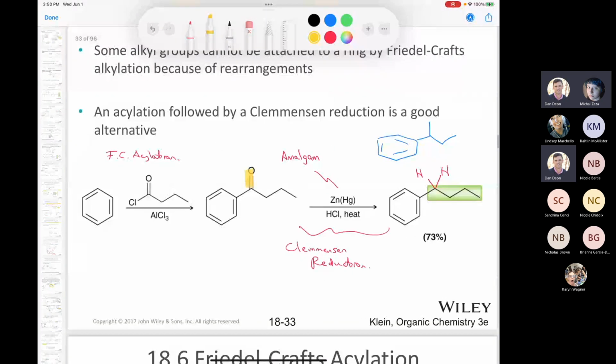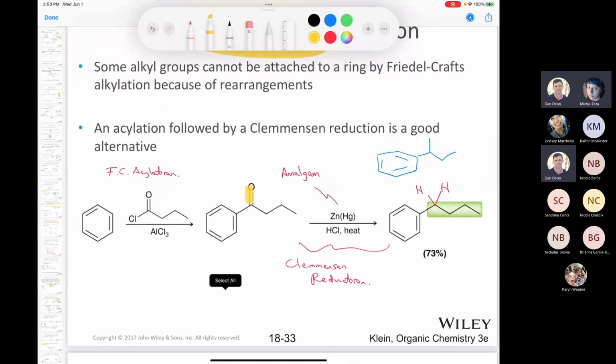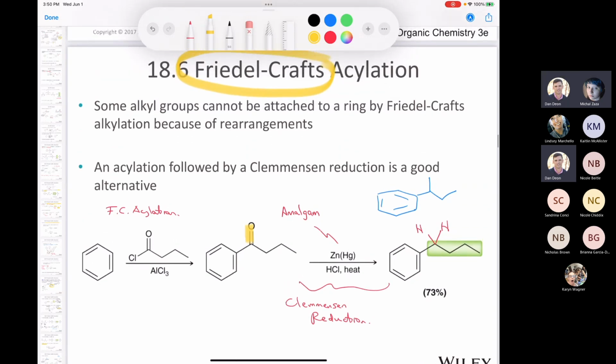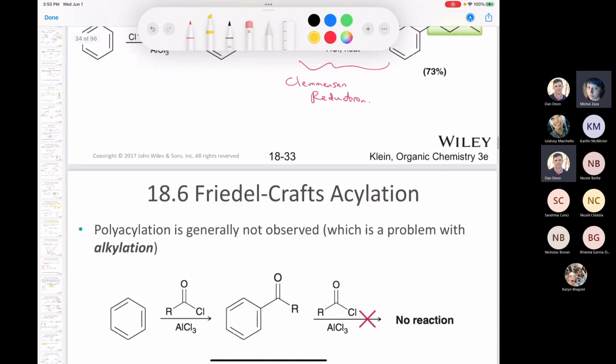All right, so Clemmensen reduction. Let's go over the Clemmensen reduction. You have the zinc mercury amalgam. You need some hydrochloric acid, and you heat that up, probably to reflux, which just means you boil it for an extended period of time, and you remove the carbonyl.